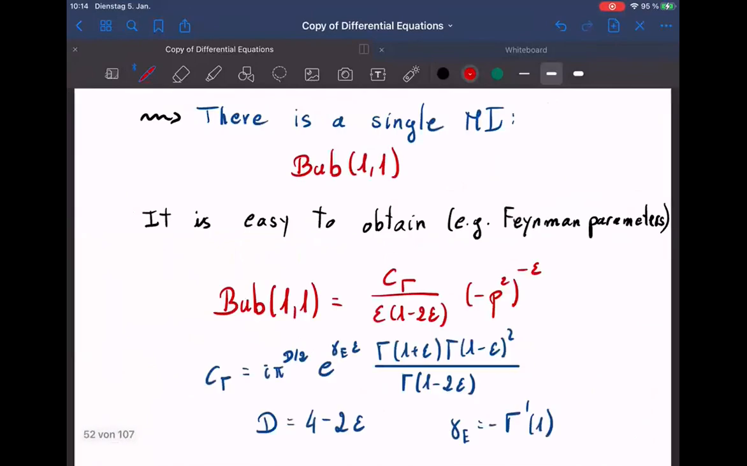Good. So conclusion, there's one single master integral, which is this bubble integral with two propagators raised to unit power. You can easily Feynman parameterize it, and you get that this integral is this simple expression shown here. I'm not going to dwell on it. I just show it because we will use it in tomorrow's lecture. But this is something you've seen in your quantum field theory lecture. It's easy to compute.